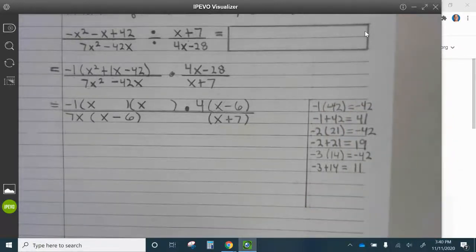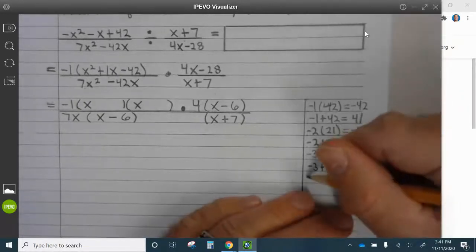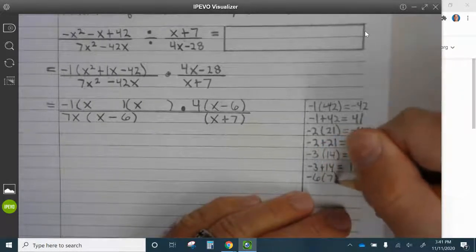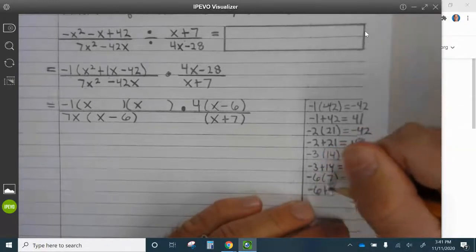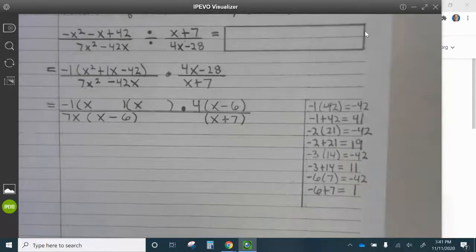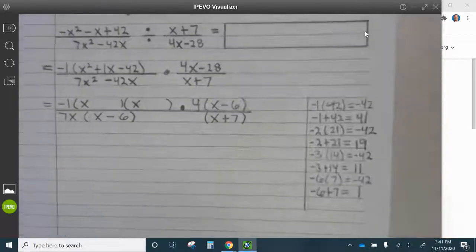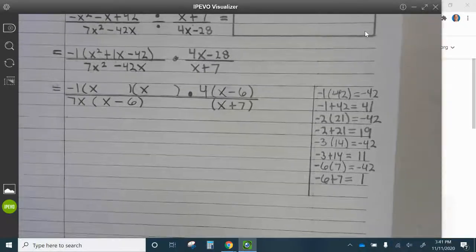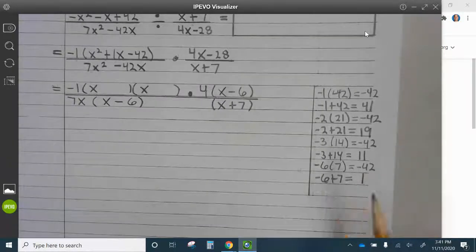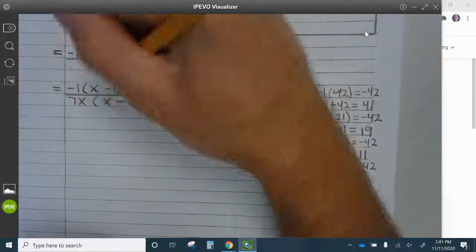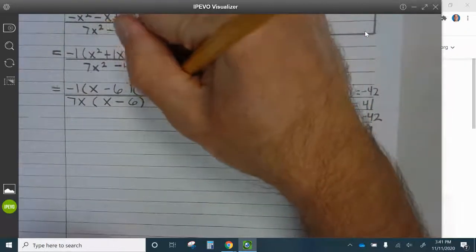Okay, I think -4 doesn't work. -5. -6 times 7 is -42. -6 plus 7 is 1. So, okay, we have a -42 and 1. Our factors are x minus 6 and x plus 7.